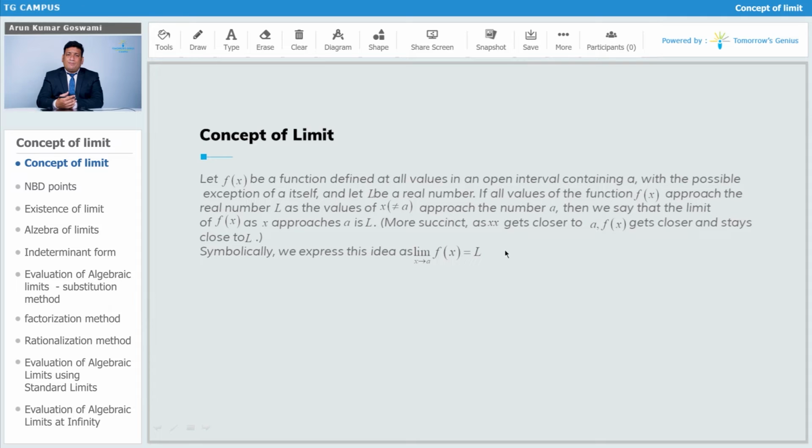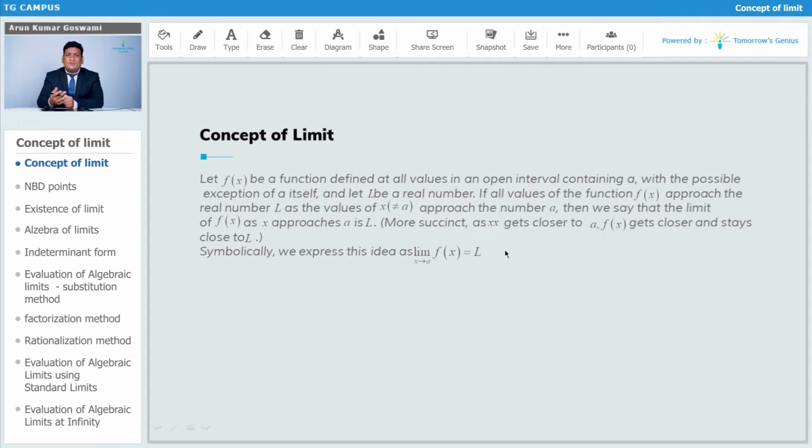So guys, the first thing in the limit is the concept. What is the concept of limit, what exactly is the limit we are talking about, why do we have to use this limit, and what are the benefits we get from it? First of all, we'll discuss the concept. What is the concept of the limit? Limit is basically used for checking whether the function exists or not.